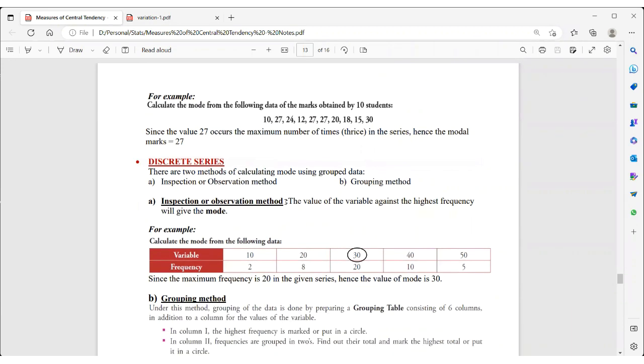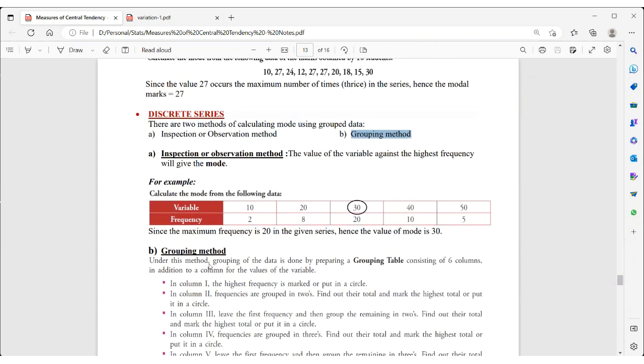Now, discrete series. There are two methods of calculating mode using grouped data. One is the inspection and observation method. The second one is the grouping method.